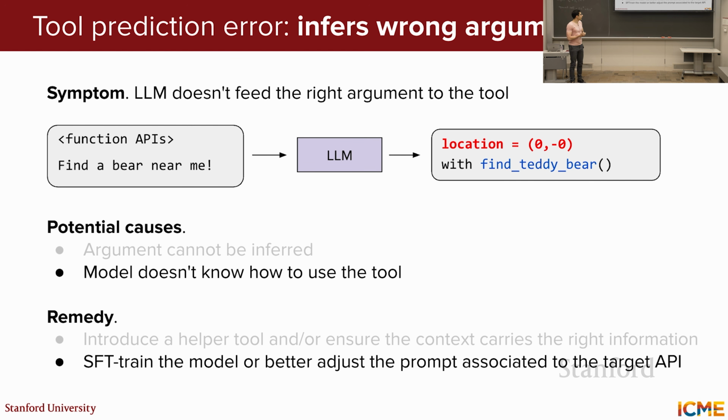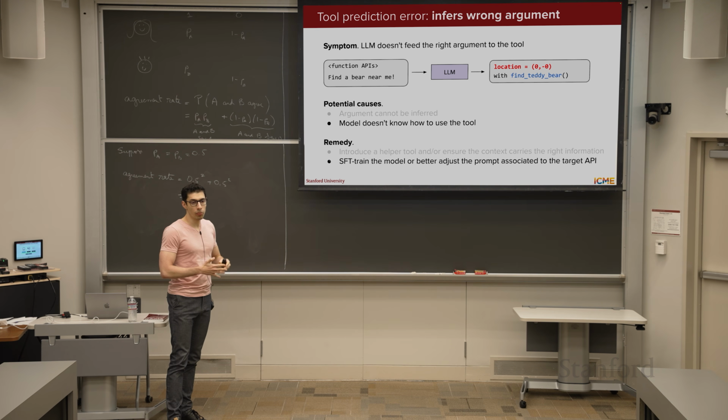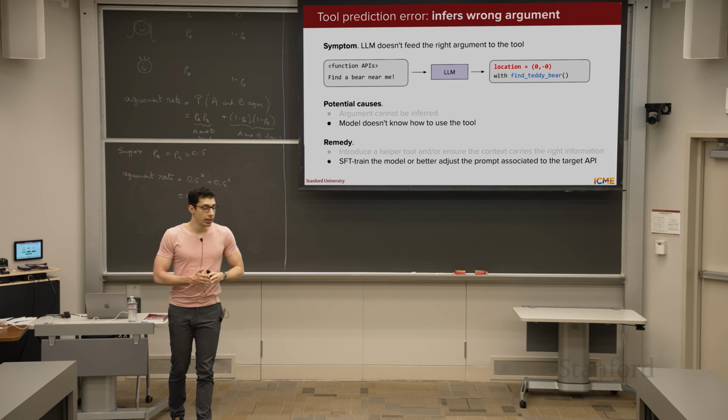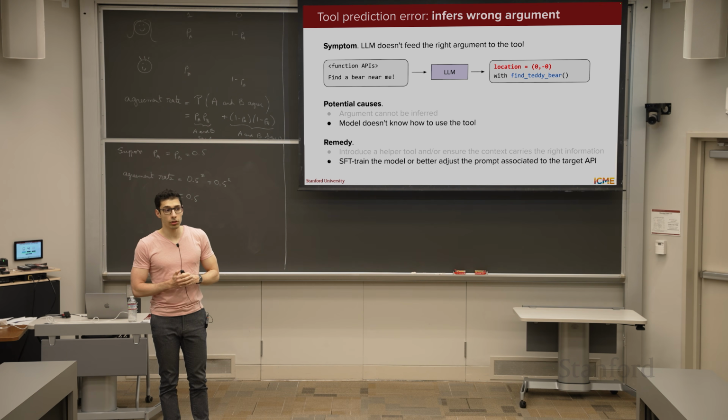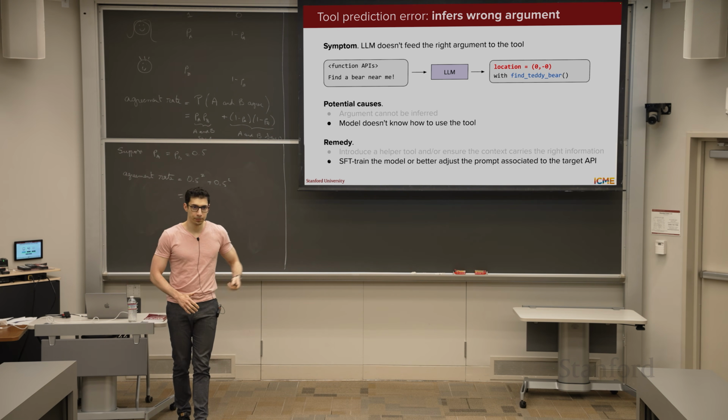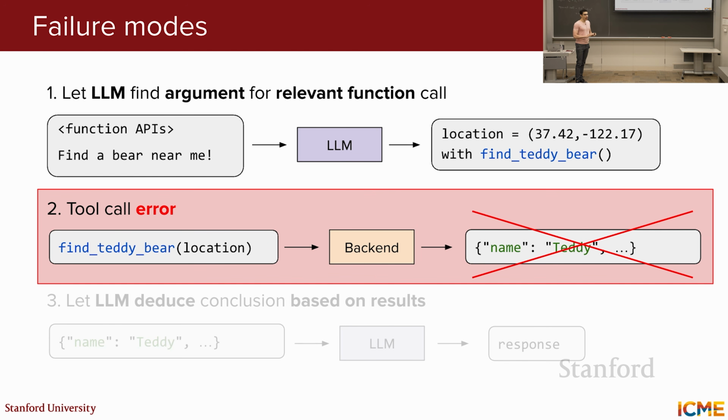And then the second one is, maybe it sees arguments, but the model just doesn't know what it should put as input. So that could also be another reason. And on that, a common remedy is to go back and then retrain the model on how it uses these tools or rewrite the API. So we have seen four failure modes for the tool prediction step. Now we're going to see two more on this tool call step.